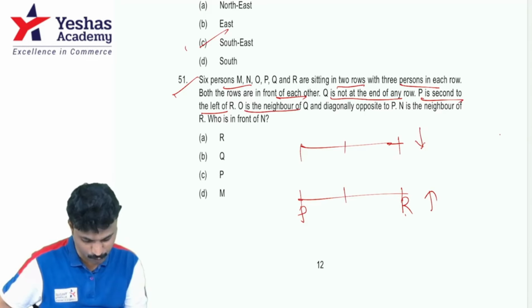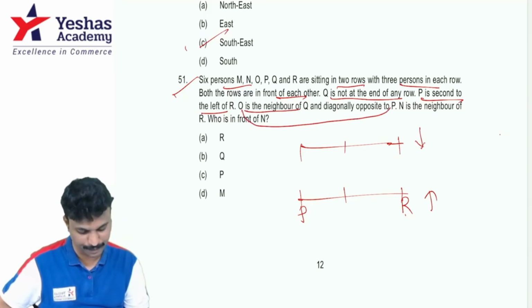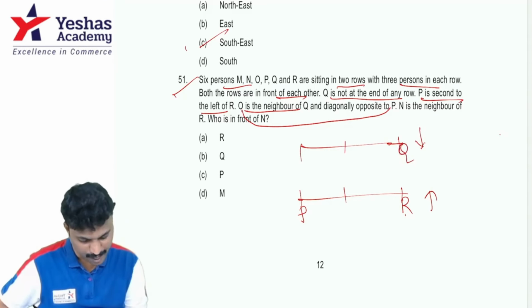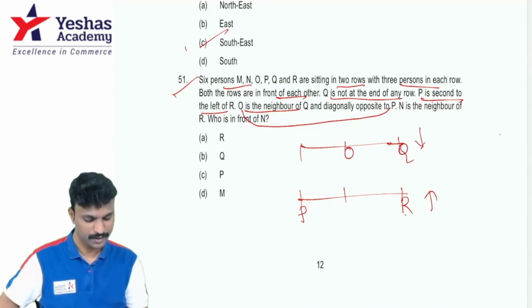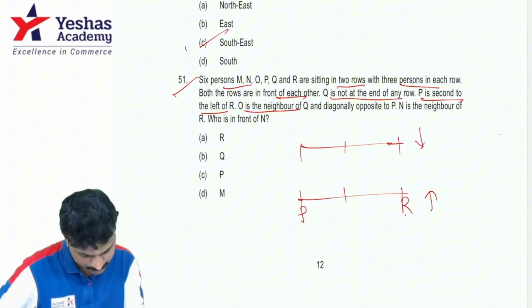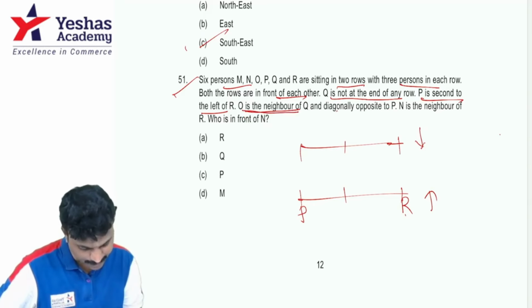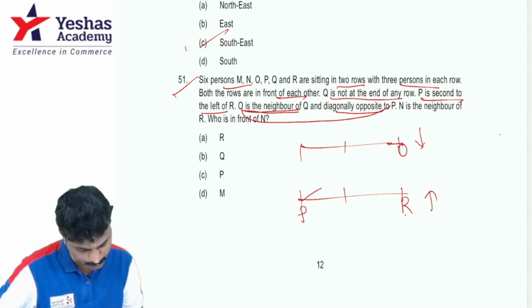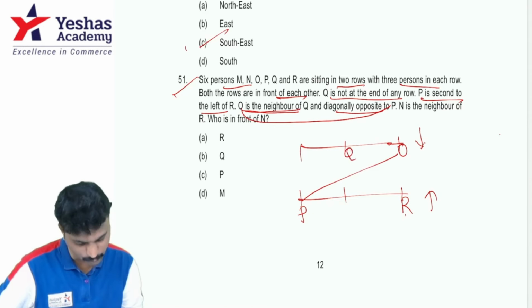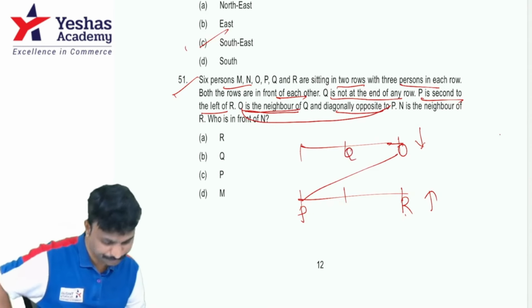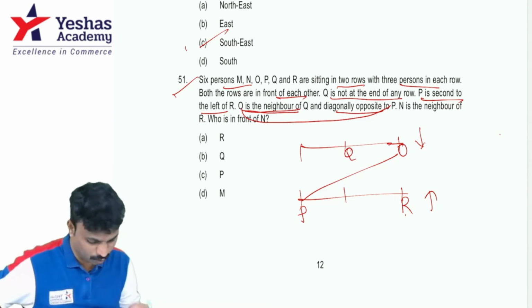Q is a neighbor of O and is diagonally opposite to P. That means Q should be here and Q is a neighbor of O. O is my bad. O is the neighbor of Q and diagonally opposite to P. That means O is diagonally opposite to P. So O should be here and Q should be over here because Q is a neighbor of O.